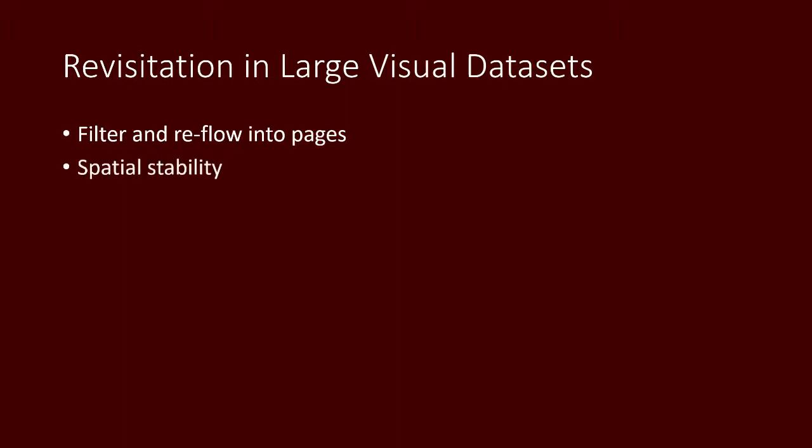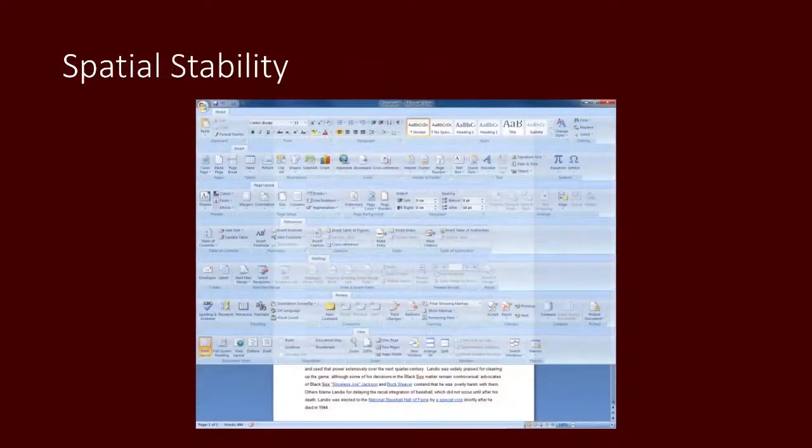And the spatially stable approach, in contrast, doesn't have this problem because the spatial approach puts all of the items on the screen at once and never ever moves them. If something was in the top left when you first looked at it in the spatial approach, it will always be in the top left. And previous research has shown that this stability has substantial benefits for revisiting things that you've seen before.